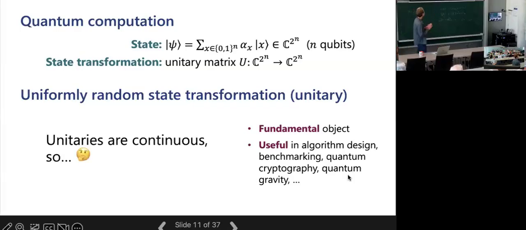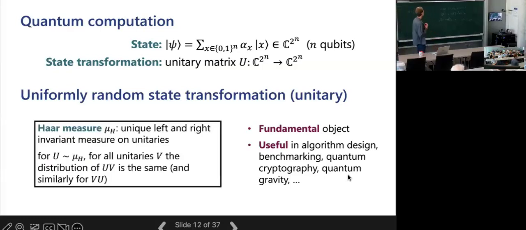Okay, it's a little bit less obvious how to formalize them, right? Because the unitaries are a continuous thing, and they have some complicated geometry, but there's a fairly simple definition, which is called the Haar measure, and this is, in some sense, the correct way to talk about uniformity. The details here are not that important. I put it up because it's worth knowing.